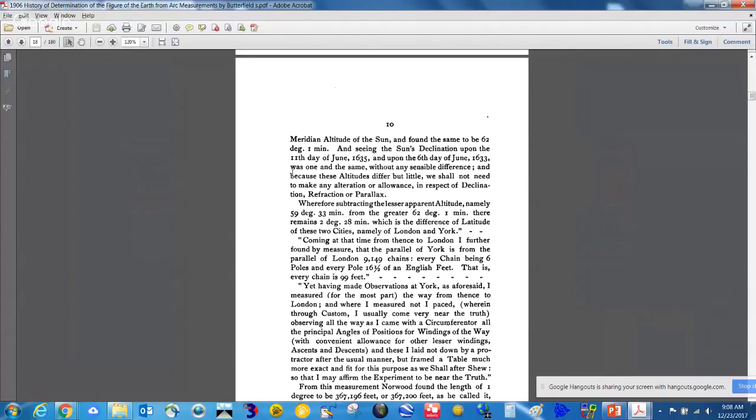Altitudes differ but little. We shall not need to make any alteration or allowance in respect of declination, refraction, or parallax.